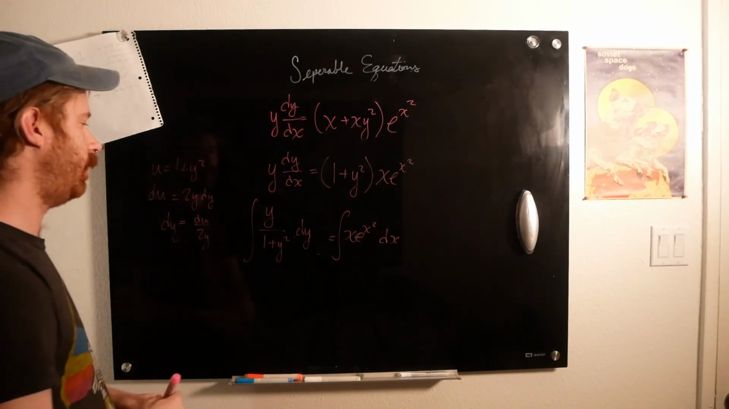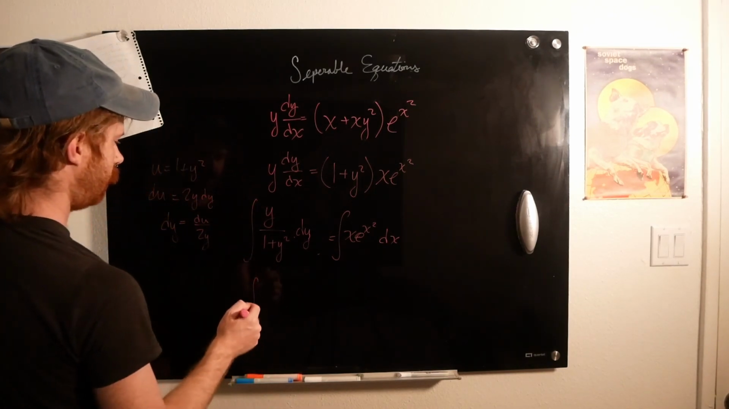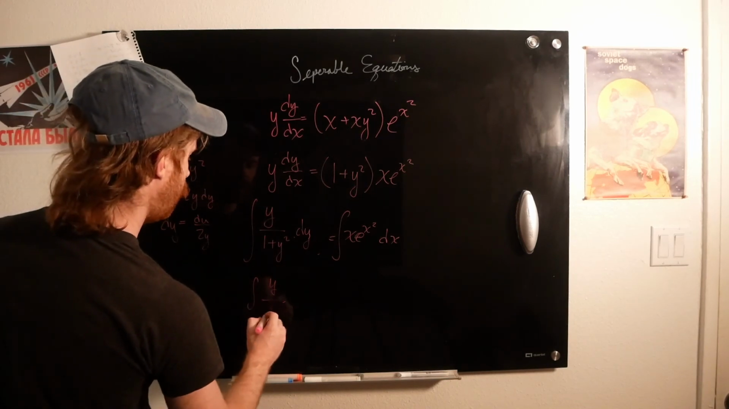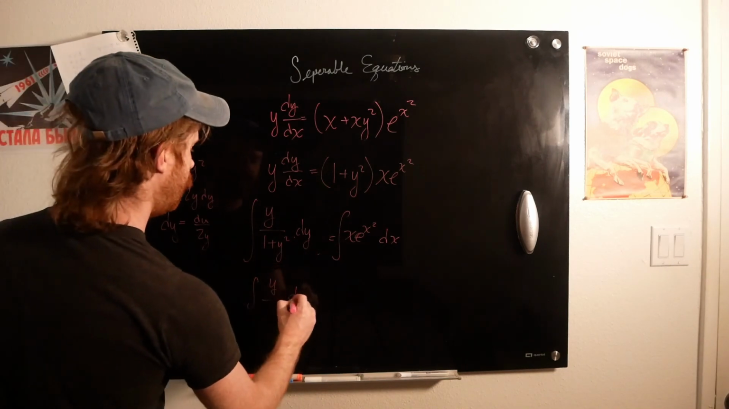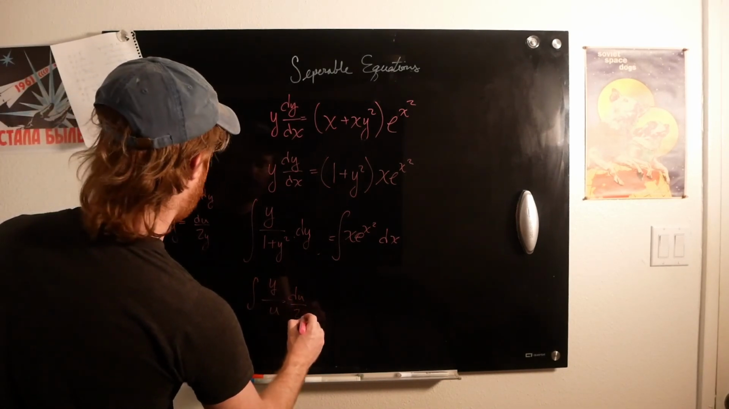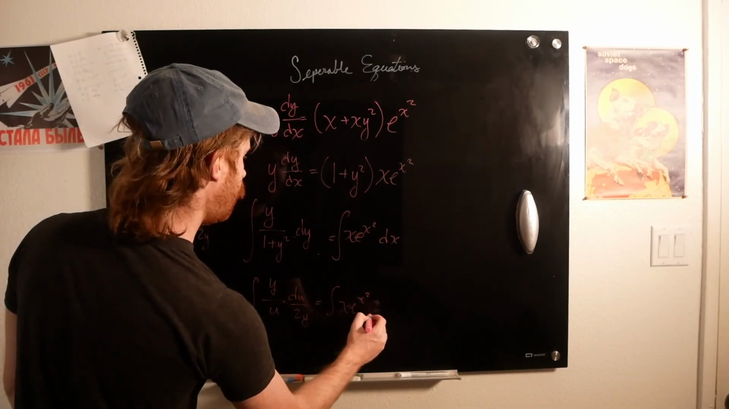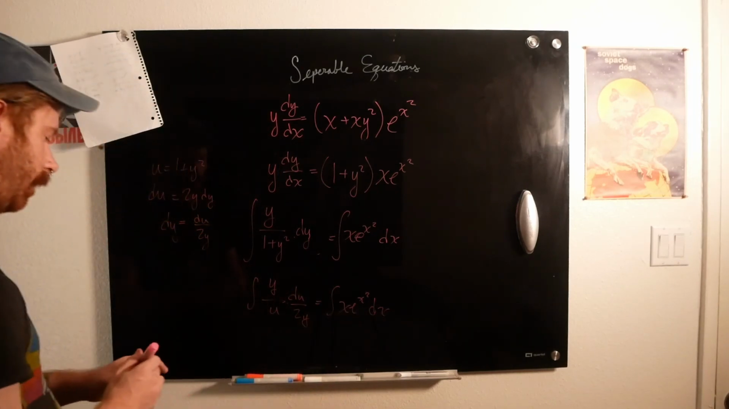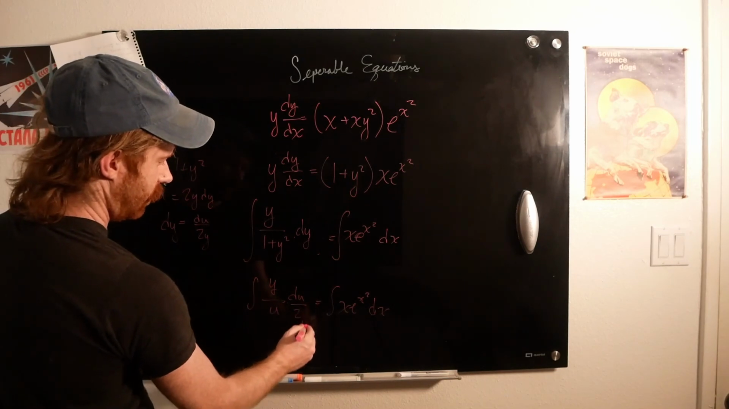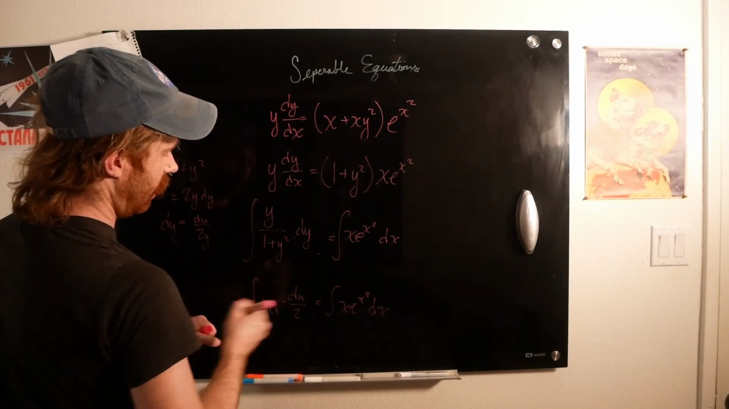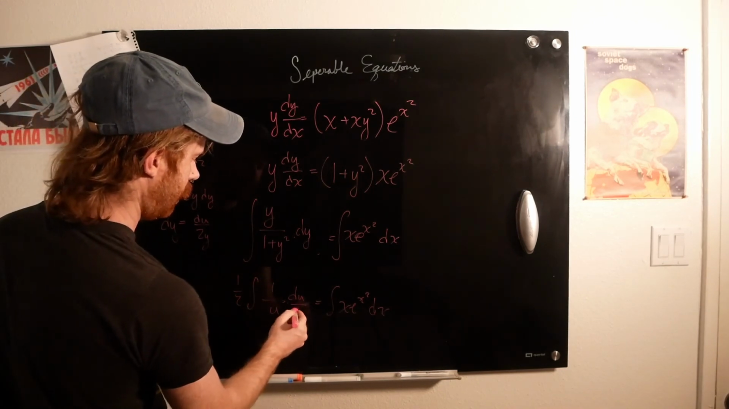And then let's go ahead and rewrite this integral as y over u, because we set u equal to 1 plus y squared. And then dy is equal to du over 2y. And that's equal to the integral of x e to the x squared dx. Now, if you'll notice, the y's cancel out, so that works out nice, and we're left with a 1 over 2, so let's just pull that out front, erase this.